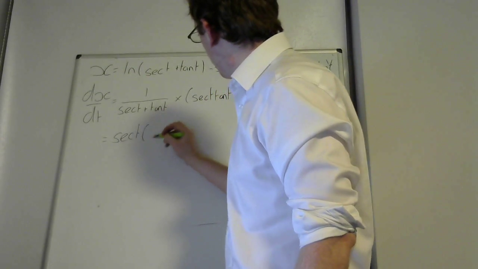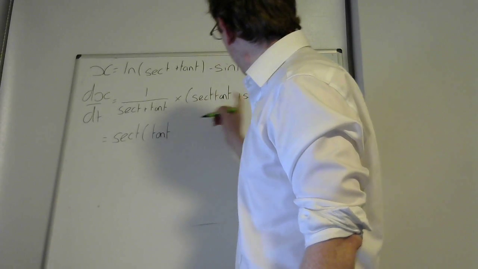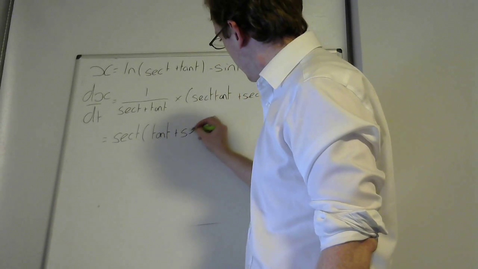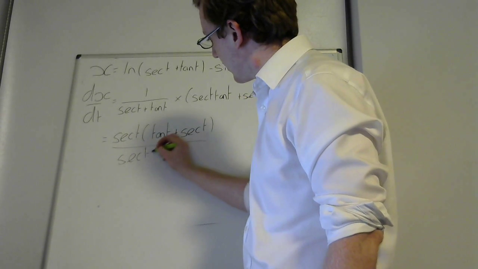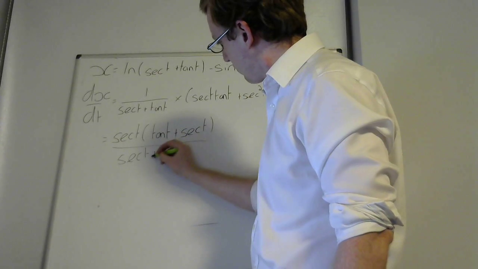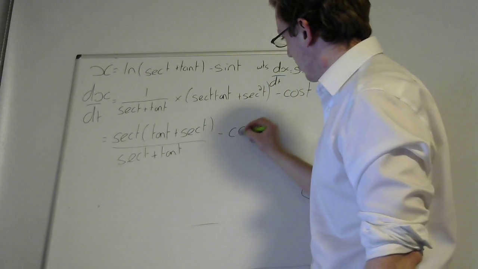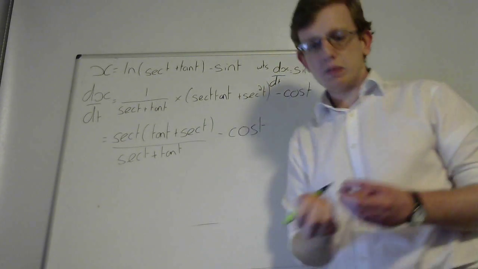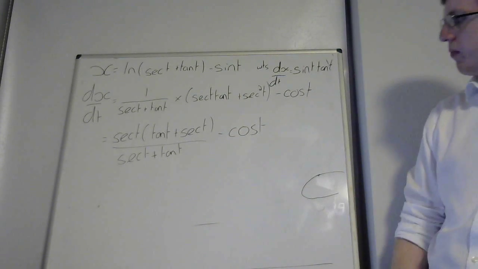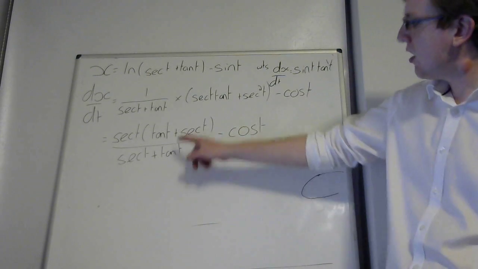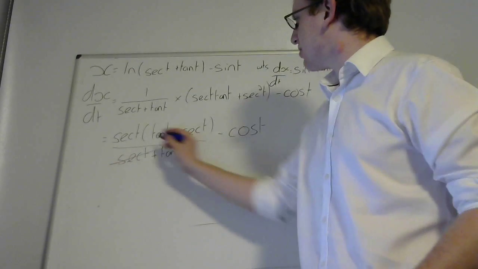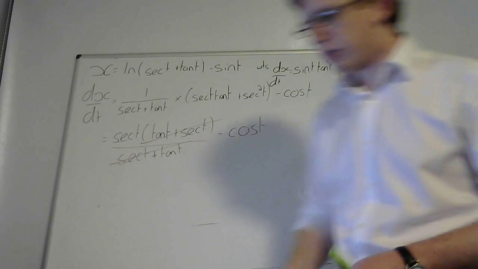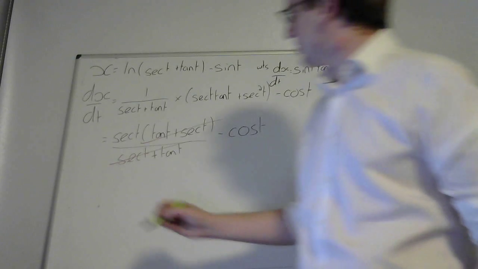So sec t multiplied by tan t plus sec t over sec t plus tan t. And then we've still got to minus that cos t. Cool. So at this point now, the next thing to do is kind of jumping out at us. We can cancel the tan t plus sec t with the tan t plus sec t on the bottom. So this cancels out with this, and we're left with sec t minus cos t.